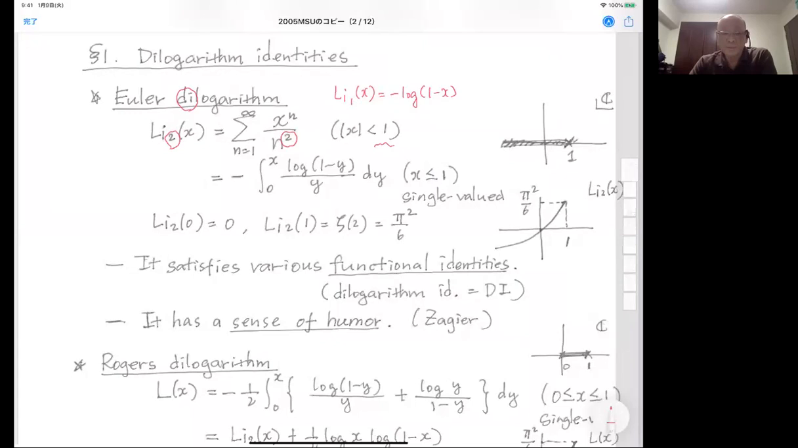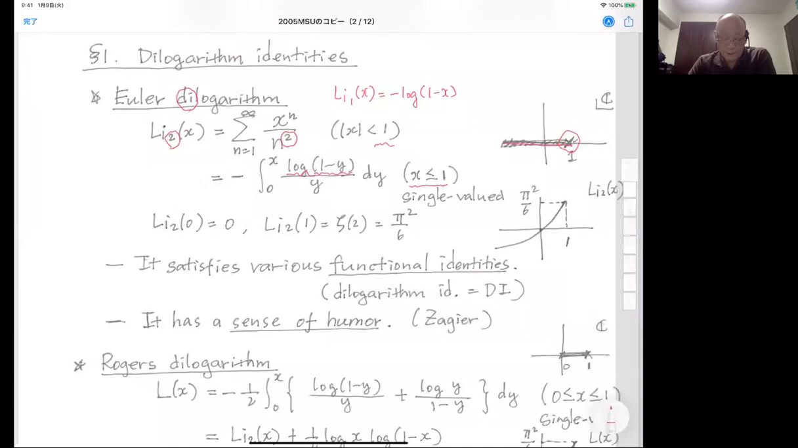However, there is a problem of multivaluedness due to the obvious multivaluedness of the logarithm at y equal to one, this point. So to simplify my talk, I just constrain this function to the real line, less than one. Then this function, of course, is single valued. There is no problem of ambiguity. Of course, you can analytically continue to any point, but in this talk it is not necessary.